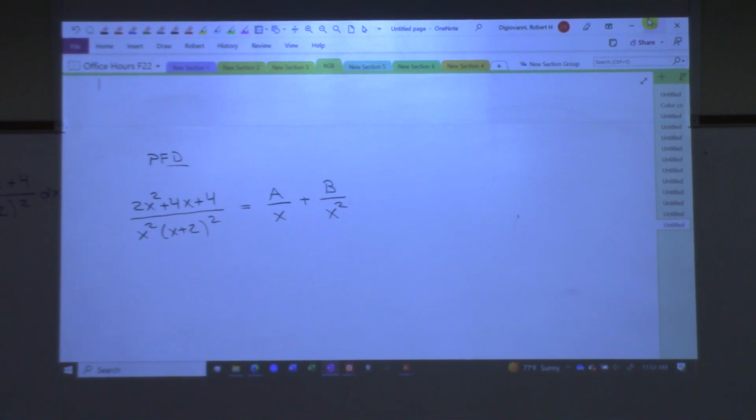Okay, now this is a linear factor. x plus 2 is linear, right? But it's repeated.